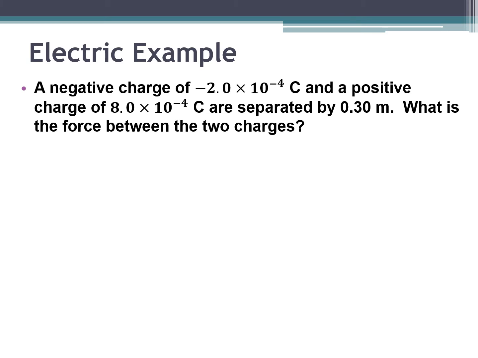So in your book, on page 552, number 9, it says a negative charge of negative 2.0 times 10 to the negative 4th coulombs and a positive charge of 8.0 times 10 to the negative 4th coulombs are separated by 0.30 meters. What's the force between these two charges?